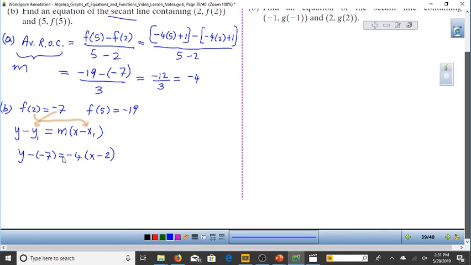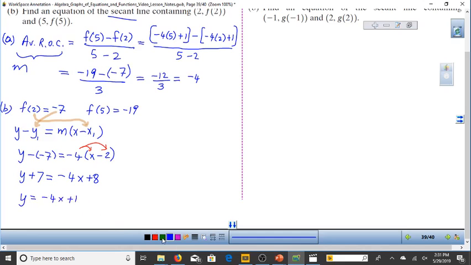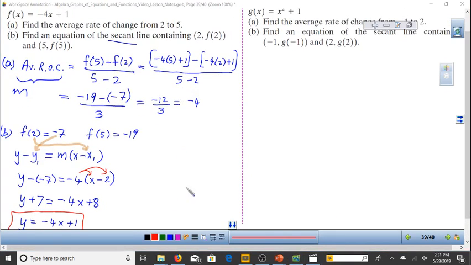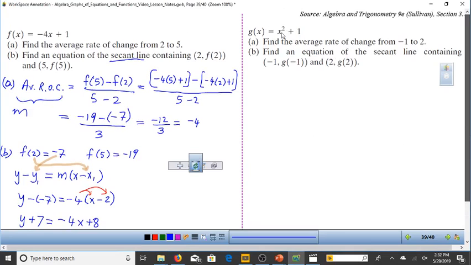And then I solve. So I get y plus 7 is equal to -4x plus 8, because I simply distribute the -4. And then I solve for y. I get y is equal to -4x plus 1. Again, what we expected because we were working with a straight line. So the average rate of change of a straight line is the slope of the straight line. And the equation of the secant of a straight line is the equation of the line, because the line is its own secant line.